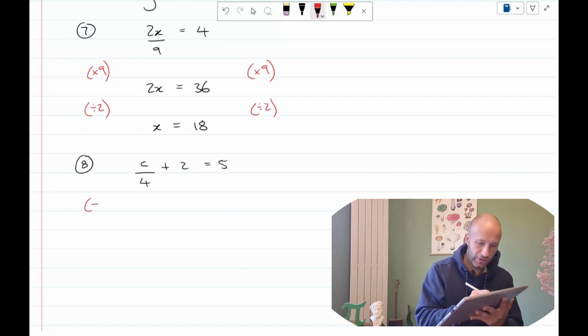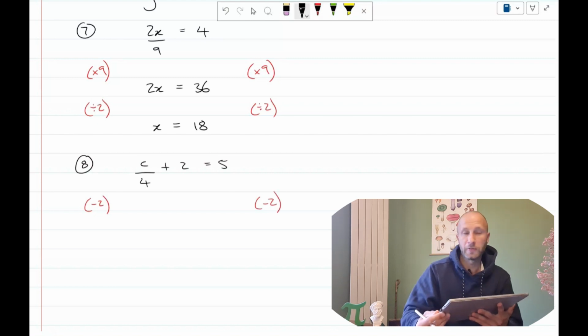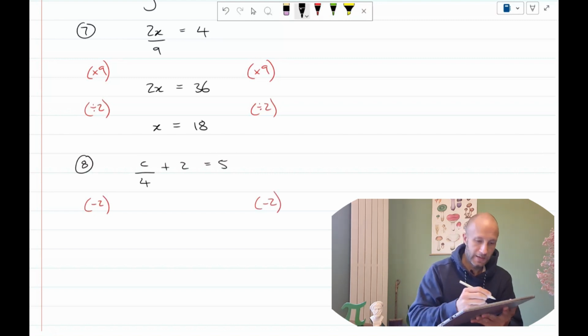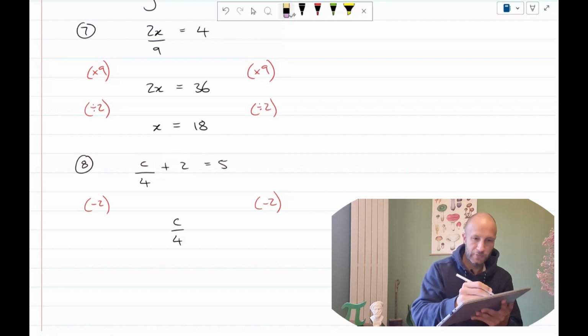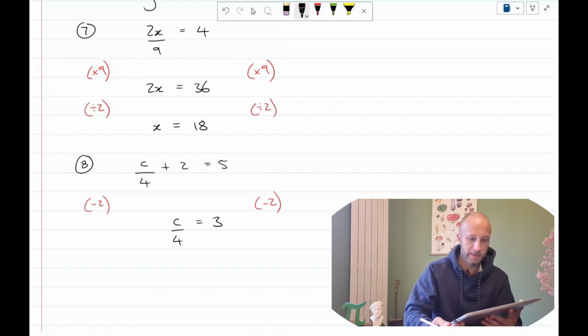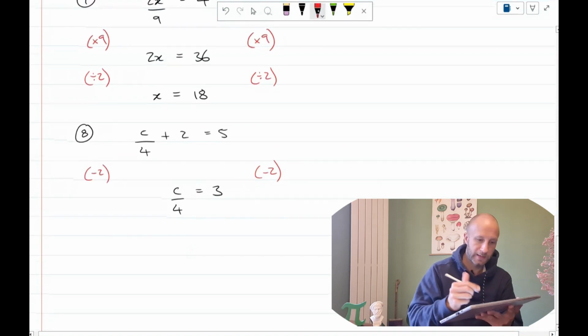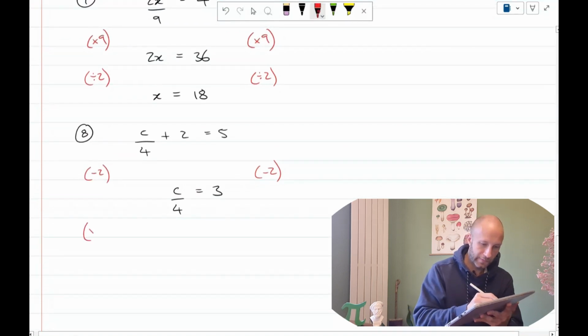I can subtract 2 to get rid of the plus 2, and I must do that from both the left and the right hand side. So I subtract 2 from the left, it cancels the addition of 2, this bit here. That minus 2 is nothing, so it cancels out. I'm just left with c over 4, but I've got to subtract 2 from the right hand side as well. 5 minus 2 gives me 3. And then I'm back to the kind of first questions we looked at today. To get rid of that division by 4, I need to multiply the left hand side by 4.